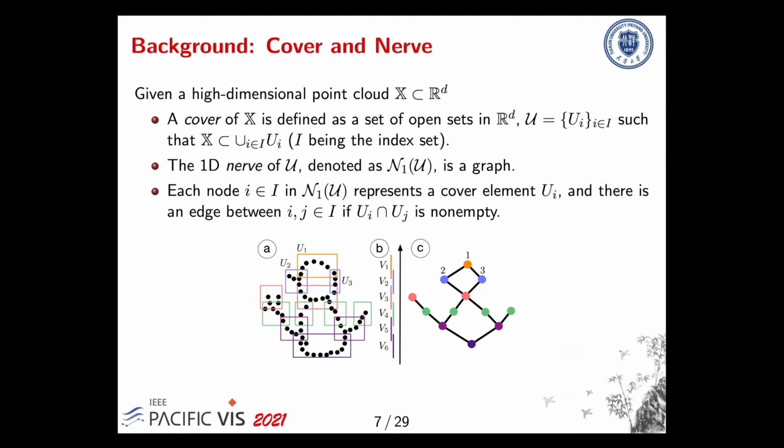This figure gives an example, in which X is a 2D point cloud sampled from the silhouette of a snowman. The figure shows the cover of X in A, which consists of a collection of rectangles. And the corresponding one-dimensional nerve is shown in figure C. For example, the cover element U1 on the left becomes the node 1 in the nerve, and U2 becomes node 2. Since the 2 rectangles intersect with each other, there is an edge between node 1 and node 2 in the graph.